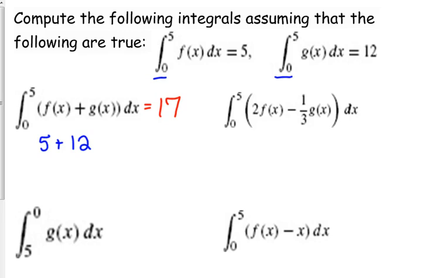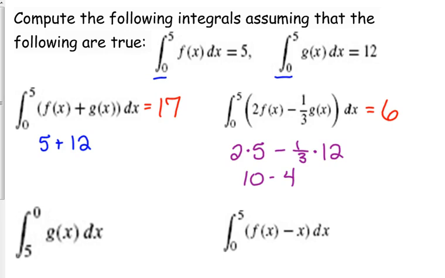Okay, now, the next one adds a little bit to that. We've got some scalar multiples, but we also have a scalar multiple rule when we're multiplying by a constant. So 2f of x minus 1/3 g of x, again, literally all we have to do is multiply the value of the integral for f of x, multiply the value for the integral of g of x, make sure we don't get those mixed up. So we've got 10 minus 4, so the value of that integral is 6. Now, I could go through a big, long explanation of why all this is true, but it just has to do with the fact that you can combine these functions in these ways, and their properties transfer.